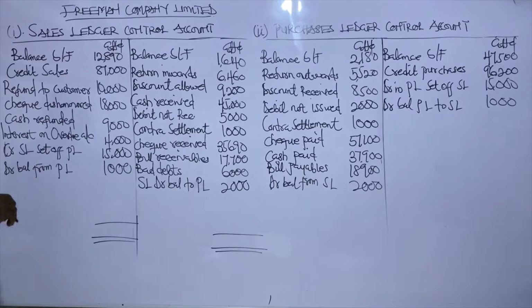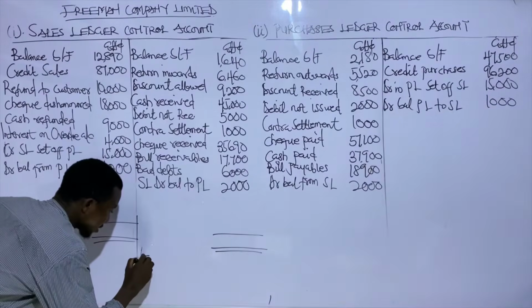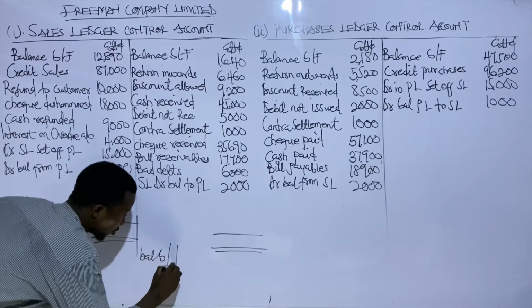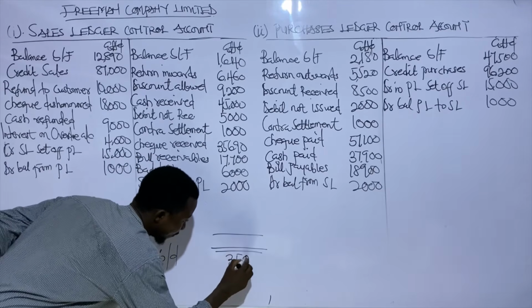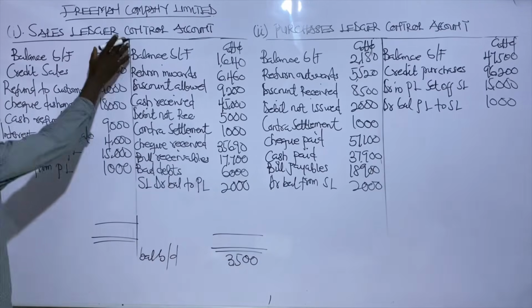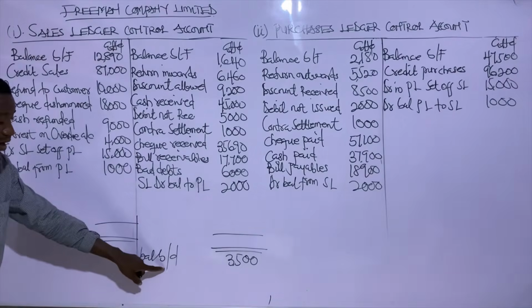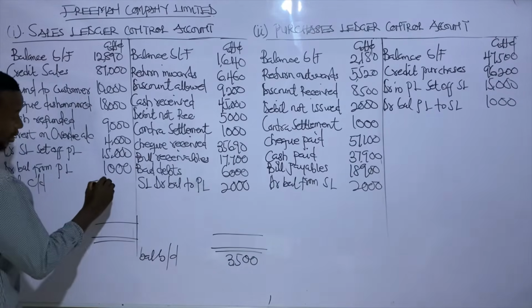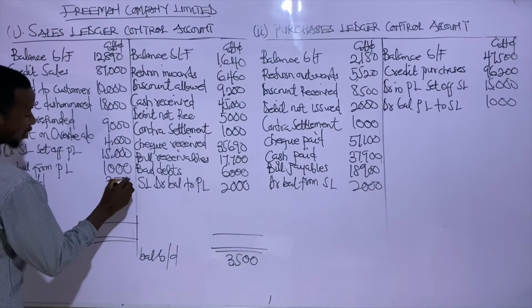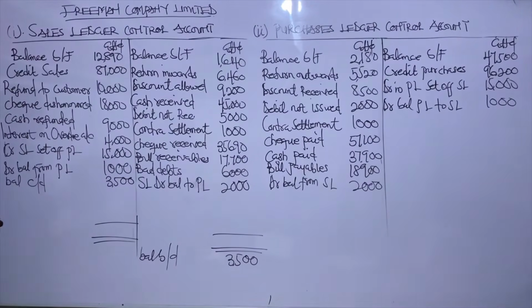When we are talking about the closing balance, we are talking about the balance brought down. So balance brought down of 3,500, a credit balance in the sales ledger. Before we arrive at a balance brought down, we should have a balance carried down over here. So we have the same amount as balance carried down of 3,500. Do you understand this?